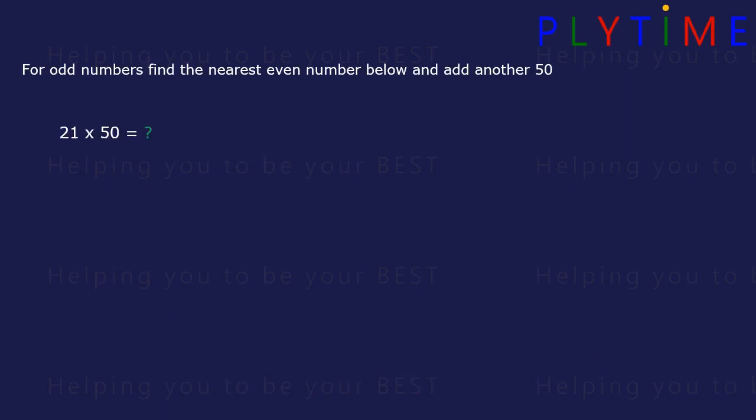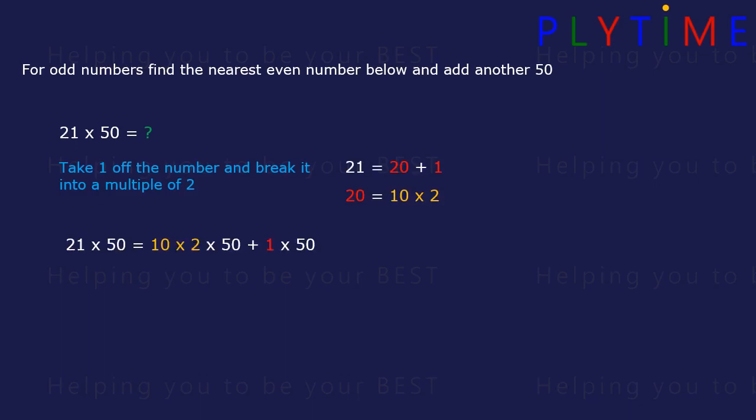So 21 times 50. Take 1 off the number and then break it into a multiple of 2. So 21 is the same as 20 plus 1, and 20 is the same as 10 times 2. So we have 10 times 2 times 50 plus 1 times 50. 2 times 50 is 100, so we have 10 times 100 plus 50. 10 times 100 is 1,000, so our answer is 1,050.